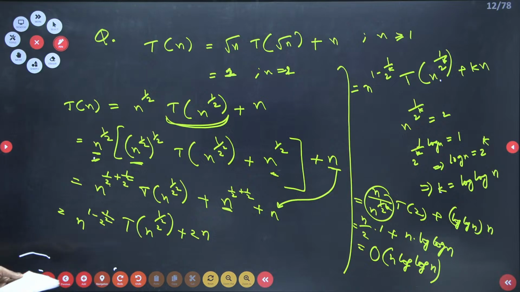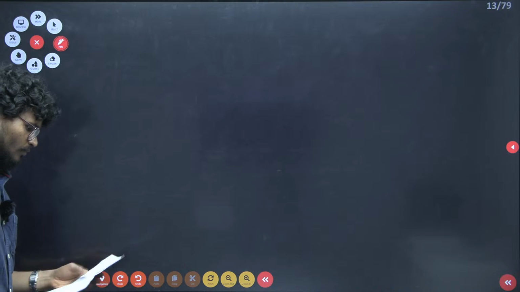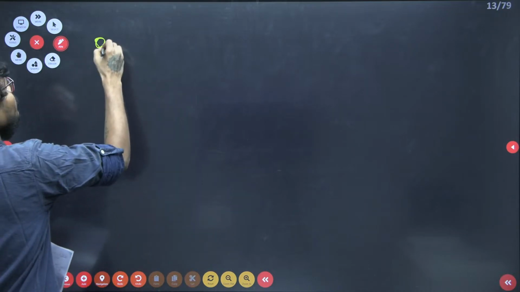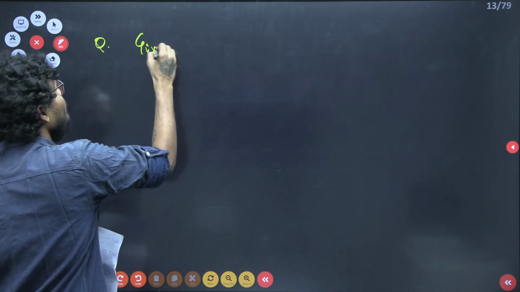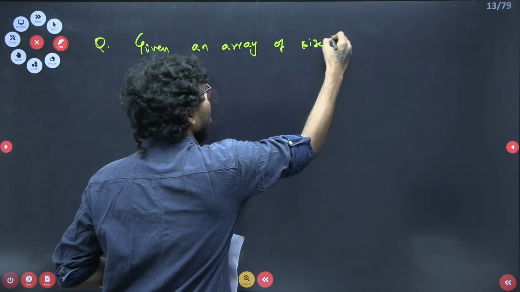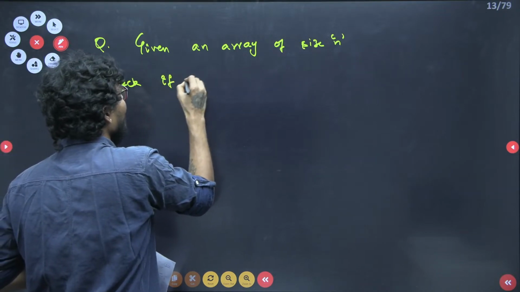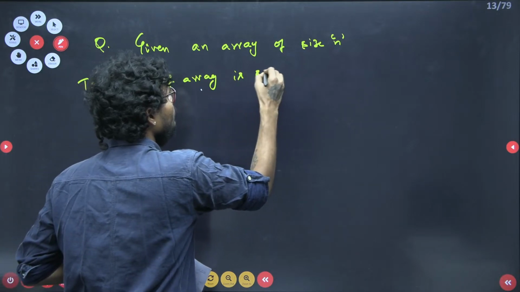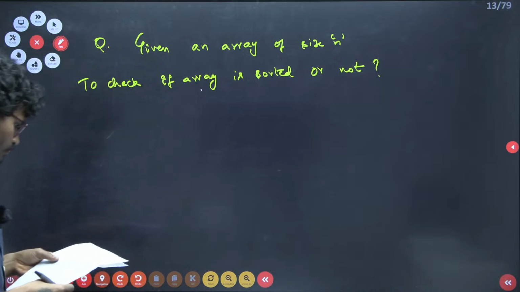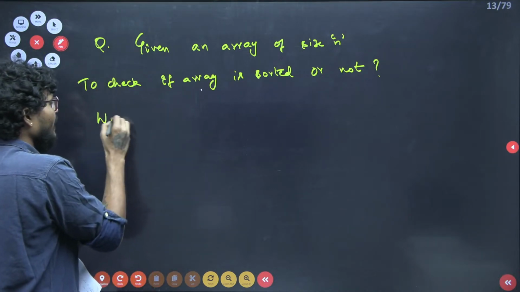Okay. So we have one more question from data structures. It's like both data structures and algorithms, you can say. So given an array of size n, we need to check if the array is sorted or not. We need to check whether the array is sorted or not. So what is the worst case time complexity?